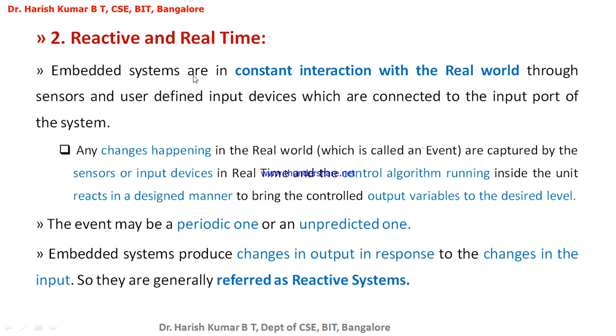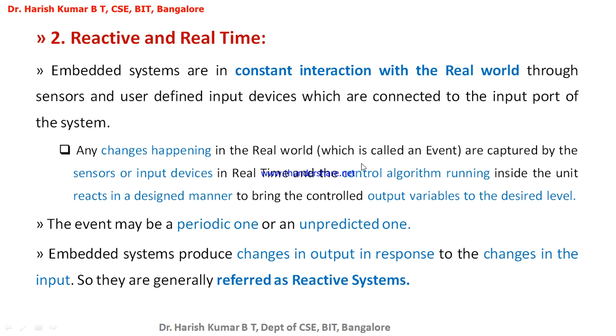And how often do they react? There are two possible things: one is periodic and the other is unpredictable. So it depends on how the embedded system is designed. If the embedded system is designed to react periodically, then it will be reacting periodically. If the embedded system is designed to react in an unpredictable way, it reacts in an unpredictable way.